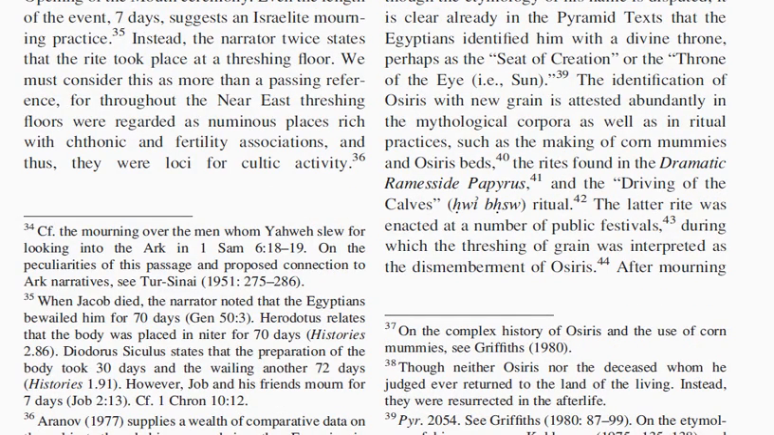Instead, the narrator twice states that the rite took place at a threshing floor. We must consider this as more than a passing reference, for throughout the Near East, threshing floors were regarded as numinous places rich with chthonic and fertility associations, and thus they were loci for cultic activity.